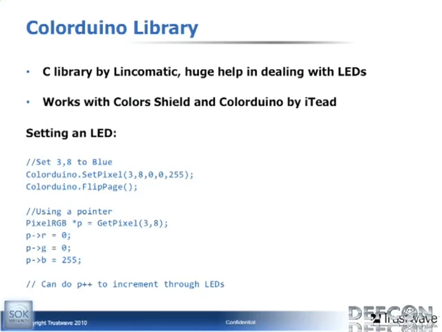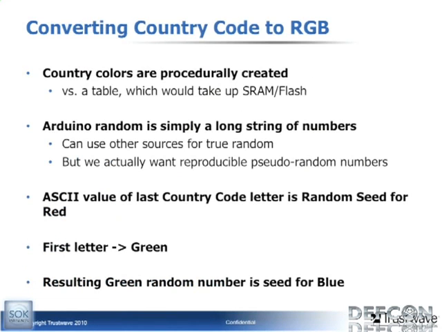So this is the cool stuff. The Arduino library is a huge help in dealing with the LEDs. Setting an LED is very simple for those of you trying to figure it out, and there's some basic code there to do it. If I want to set coordinate X3, Y8 to blue, I can do set pixel directly, or I could do it using a pointer and increment. I didn't write this. It's by this dude, Linkomatic, and he's awesome. I emailed him to let him know I'm doing this talk and sent him a recording. I was very impressed with it. It's a very, very cool library.